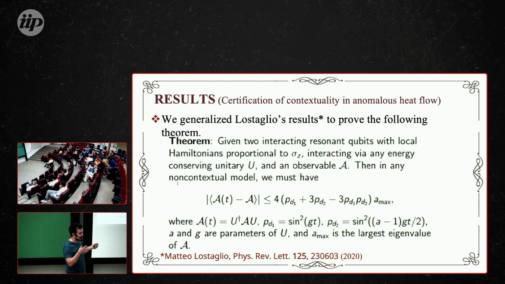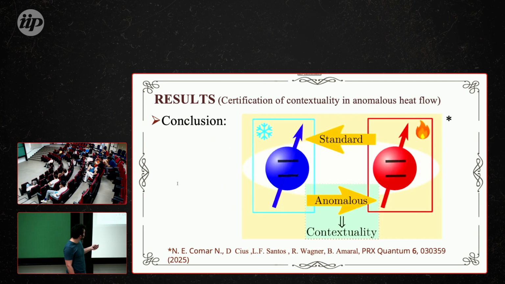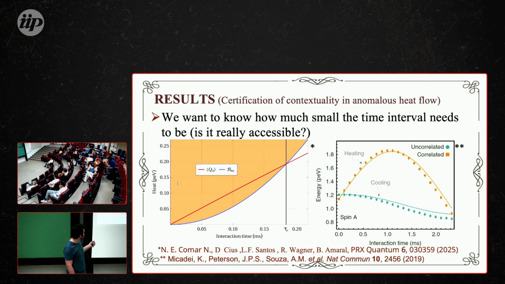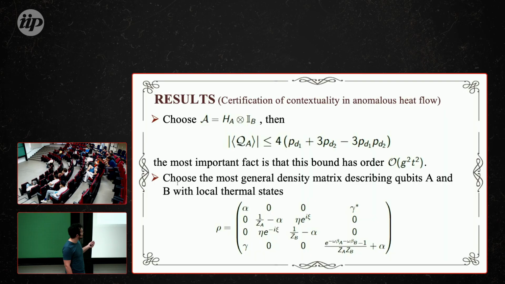So the thing is, you have the violation for a certain amount of time. So these are the parameters, and the point of this figure here is to show that you have this violation for an amount of time. This is the curve of the non-contextual bound of that inequality, and the violation happens during this time here. So it's like an energy witness of contextuality, because the observable being measured here is energy in this case.